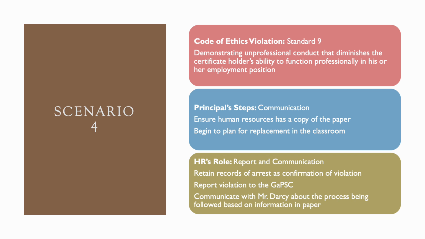Therefore, as a principal, you would ensure that the Human Resources has been made aware and they have a copy of the paper as proof, and you would begin to plan for a replacement in the classroom. I think as a part of our school, our principal would go a step further to check on the family of the teacher to make sure if there was anything we could do to support them in this time, that we would do our best in order to do that. But that was a little bit on the side note of the professional things.